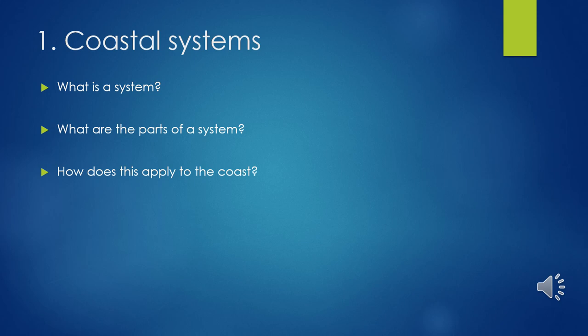So, different parts of a system, I've just mentioned them there. You've got the inputs, that's things that go into the system. In the case of coasts, we talk about energy going into the system. So inputs, where does the coast get its energy from? The outputs are the things that result from that energy. So we'll come on to those a bit later in the lesson. How does this apply to the coast? Well, I've just talked about a couple of ways in which the coast is affected and has inputs and outputs.